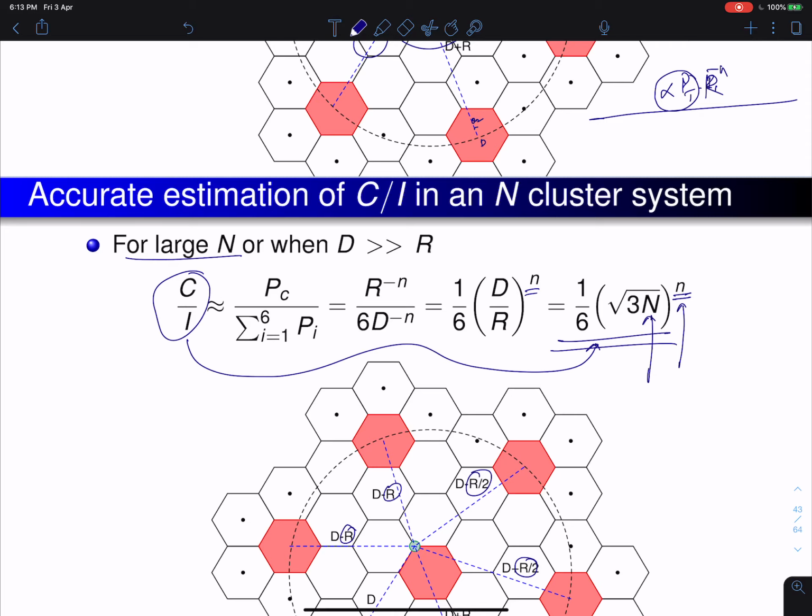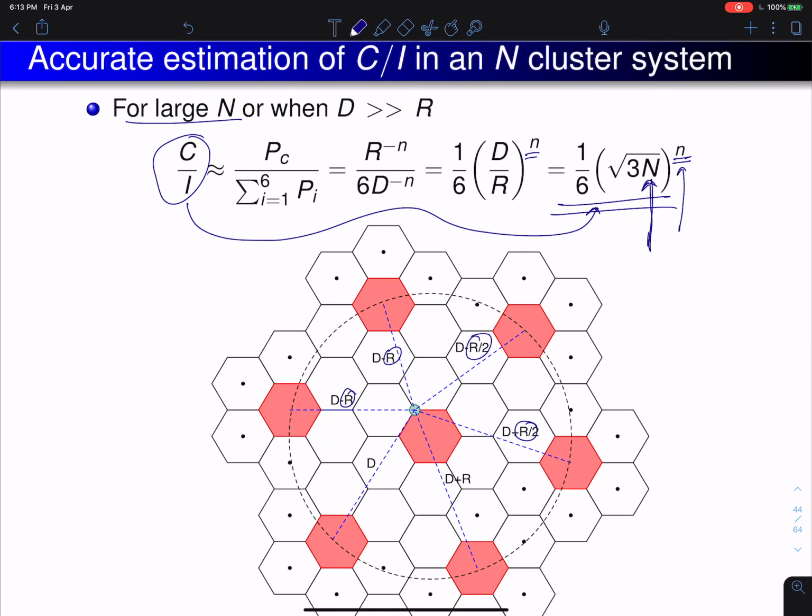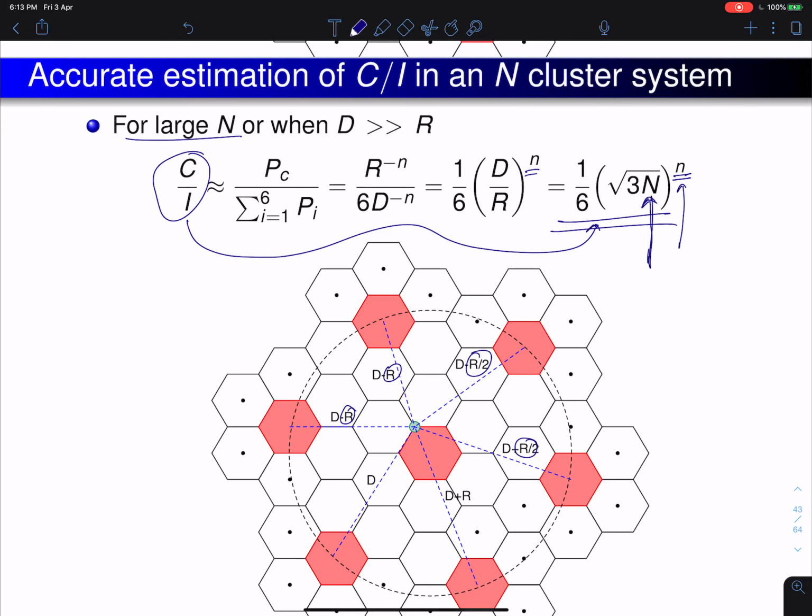Okay, we have to live with that. But cluster size is something we can fix. So we'll see if this cluster size is going to give us the desired carrier to interference ratio or not. Based on user capacity, cluster size also gets decided.